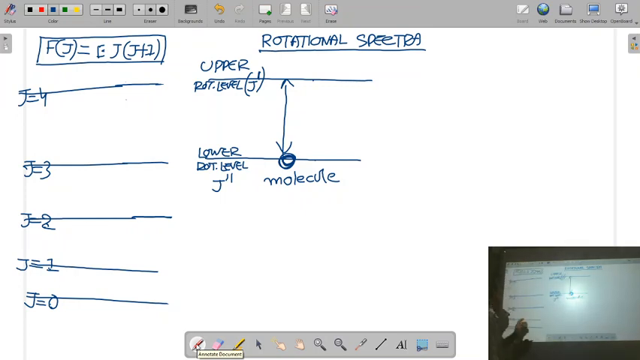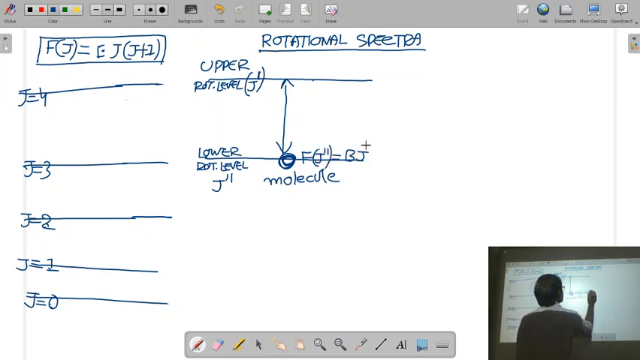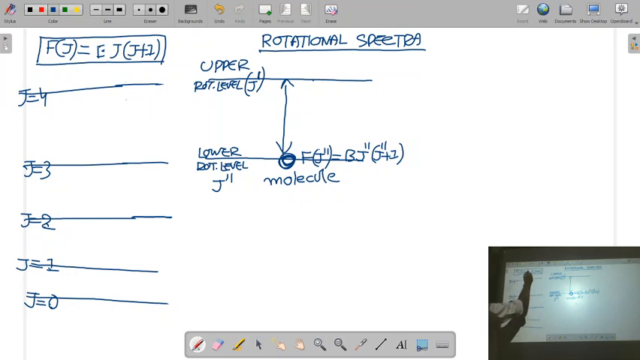Before that, I write the rotational wave number in both levels. For the lower rotational level J double dash, what will be the rotational wave number? It is F(J double dash), which is equal to B J double dash (J double dash plus 1). Instead of J, you put J double dash. So in the lower rotational level J double dash, the rotational wave number F(J double dash) will be B J double dash (J double dash plus 1). Please remember, J double dash is the lower rotational quantum number.